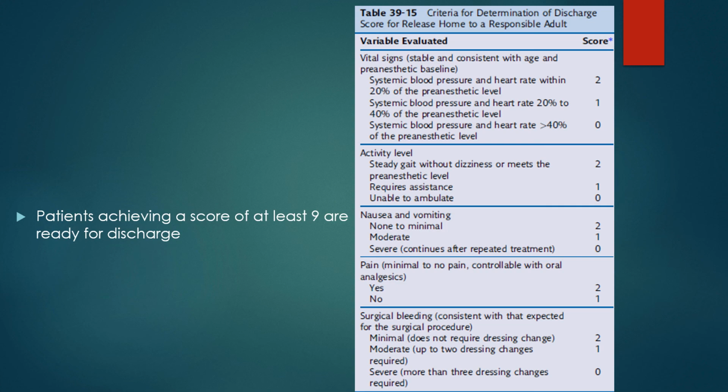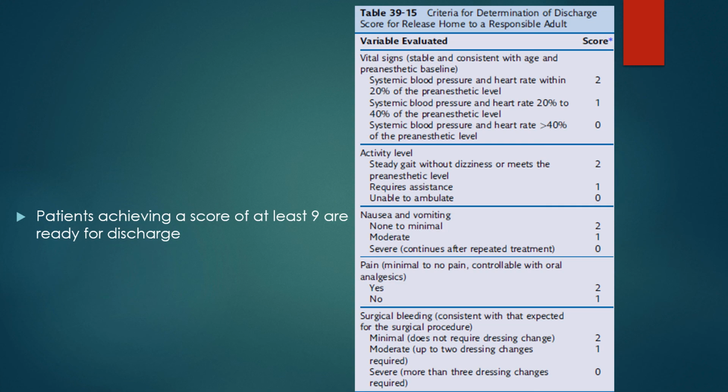So the variables they look at: vital signs should be essentially consistent with age or pre-anesthetic baseline. So if you're within 20%, you get the full point. If you're 20 to 40%, you get 1 deduction. If you're more than 40% off the baseline, you get 0 score. In terms of activity level, if you're at the pre-anesthetic level, you get 2. If you need some assistance, you get 1 point deduction. And if you can't walk, if you were able to walk before, you get 0 points.